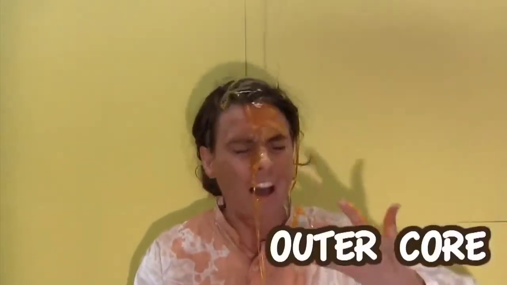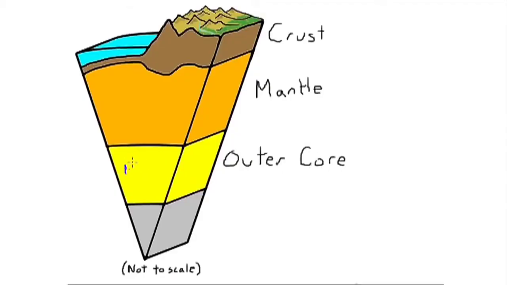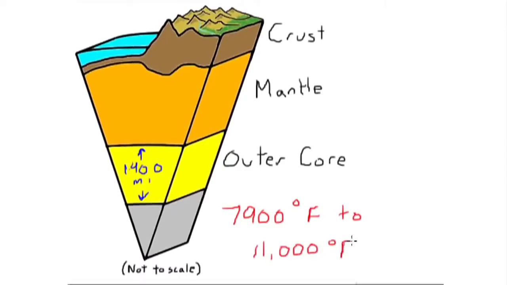Okay, now we're ready to learn about another main layer, the outer core. The outer core is a 1,400 mile thick liquid layer. It's mostly made of iron, so it's really heavy. The temperatures here range from 7,900 degrees Fahrenheit in the outer regions to 11,000 degrees Fahrenheit near the inner core.